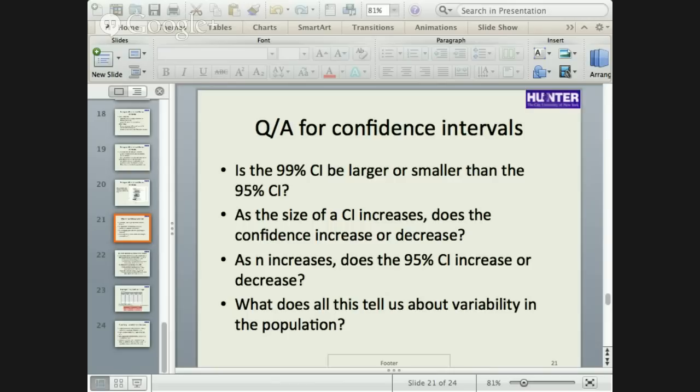This is a trick question here. You're right. It doesn't tell us anything about the population. It only tells us about the population mean, the center, that average value in the population. It doesn't tell you anything about the variability in the population.